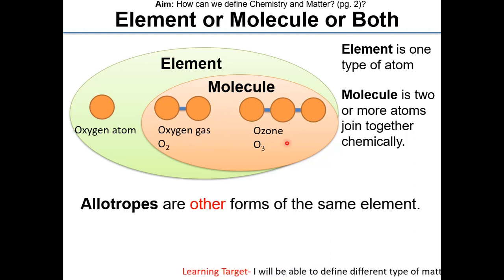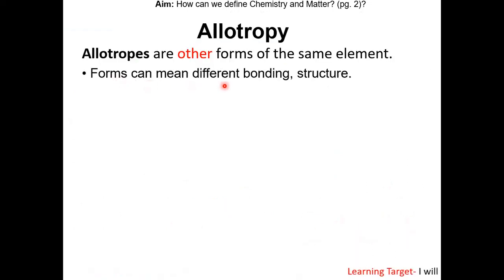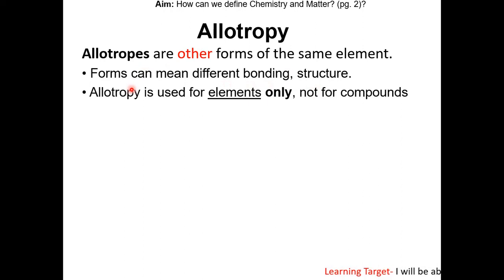Oxygen gas and ozone are considered allotropes of oxygen. Allotropes are other forms of the same element. Allos means other, and tropos means form. Forms can mean different bonding or structure. Allotropy is only for elements, not for compounds.